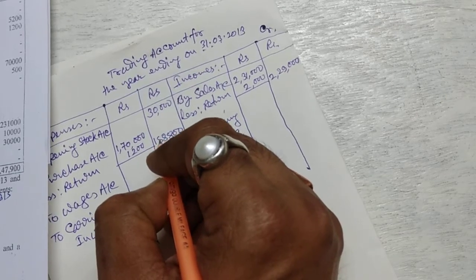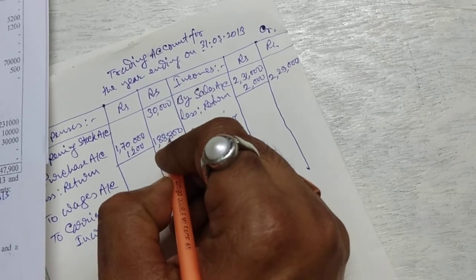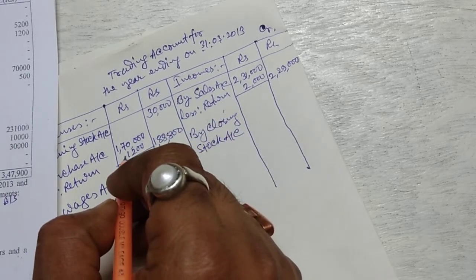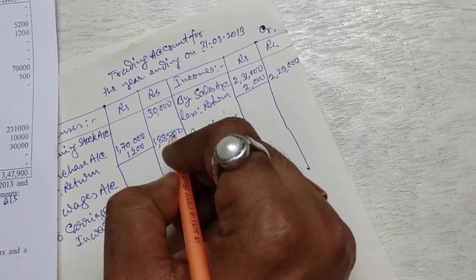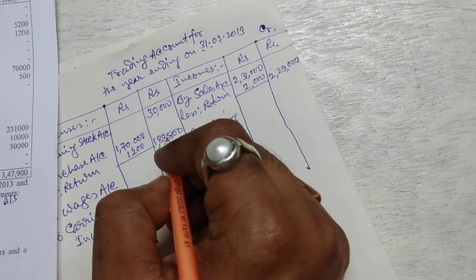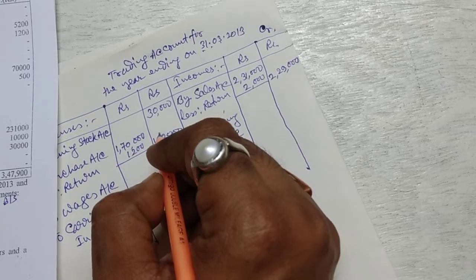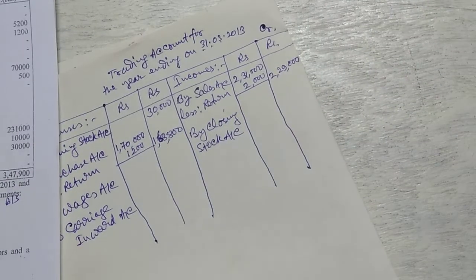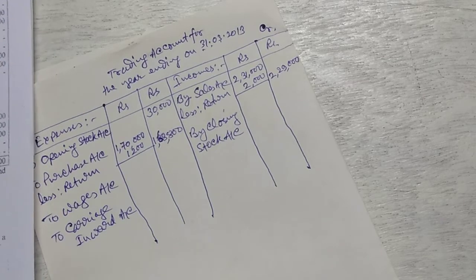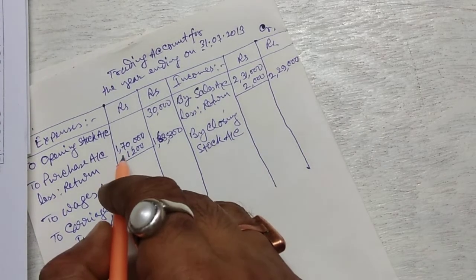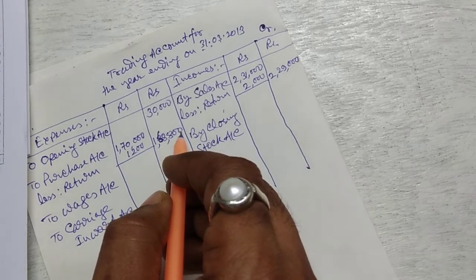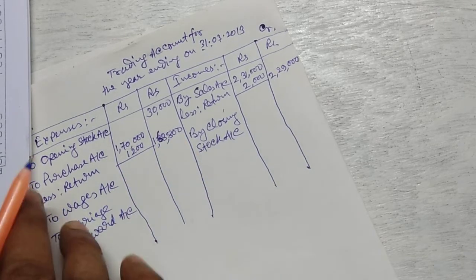Nice figure. All are 8. Sorry. It should be 168,800. Am I right? Yes, 1,68,800.